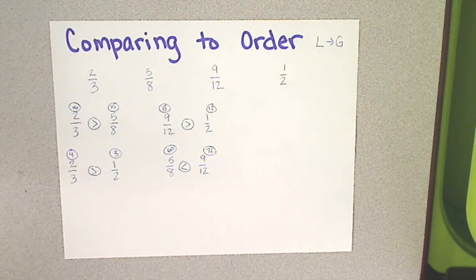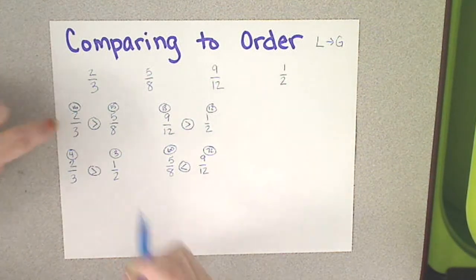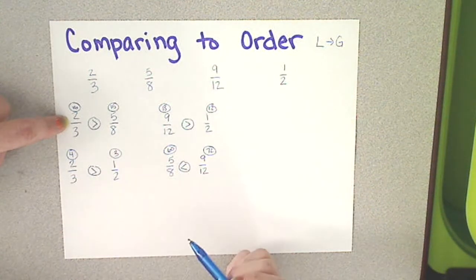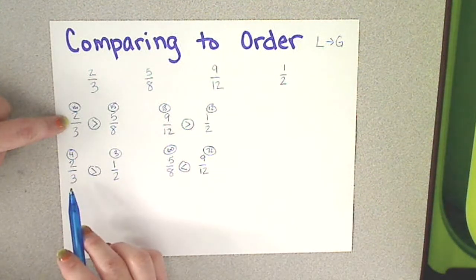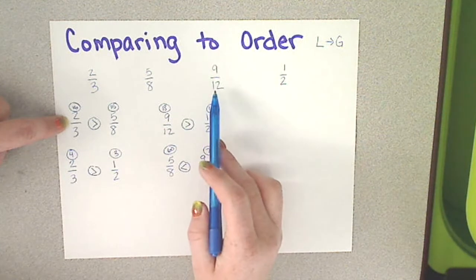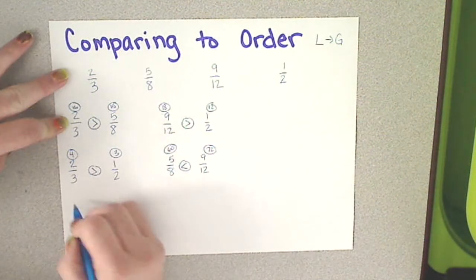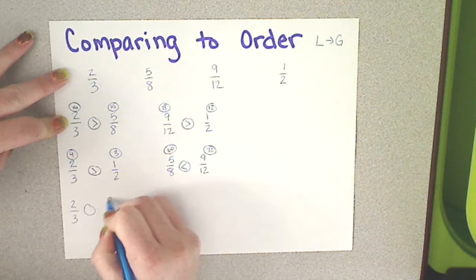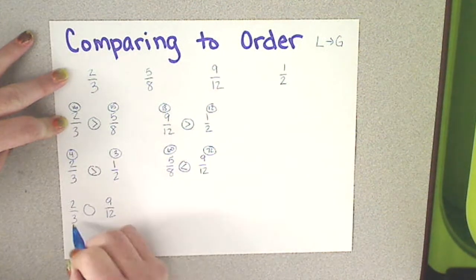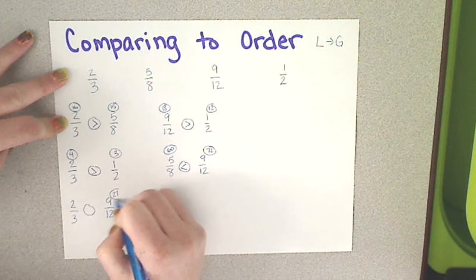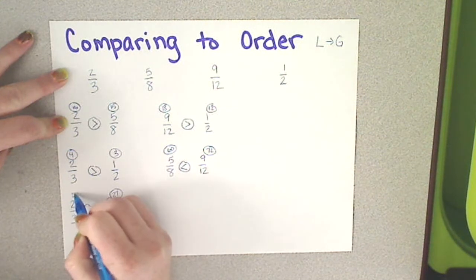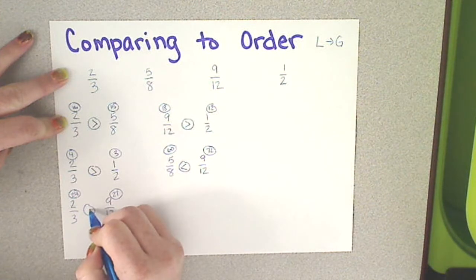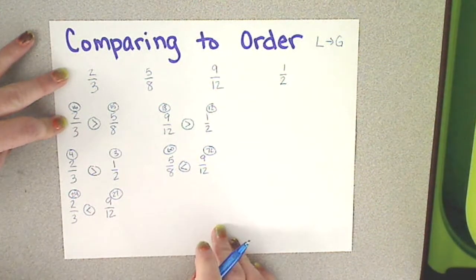Now I have to use a little bit of mental organization in my head. I know that 2/3 is greater than 5/8. Do I know how 5/8 compares to 9/12? No. So I also need to compare 2/3 compared to 9/12. 3 times 9 is 27. 12 times 2 is 24. So in this case, 9/12 is greater than 2/3.